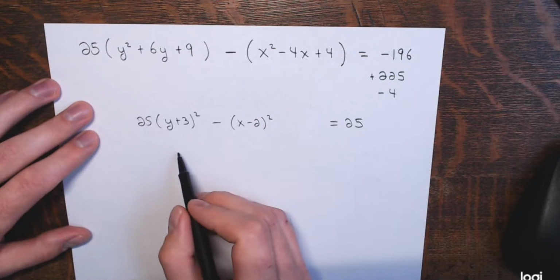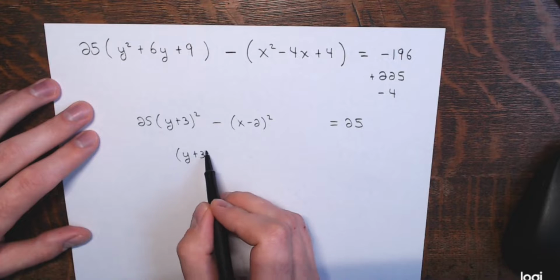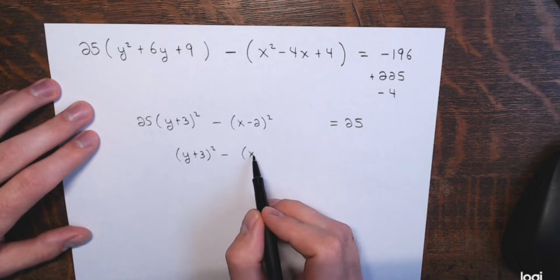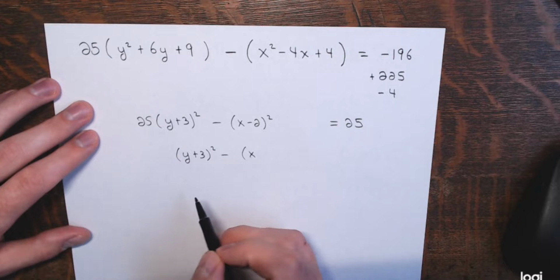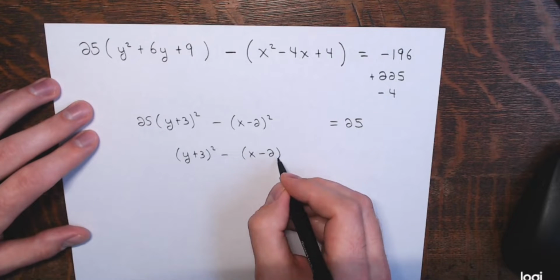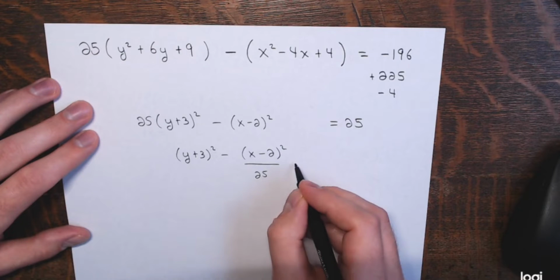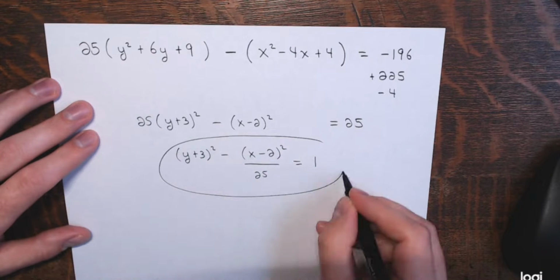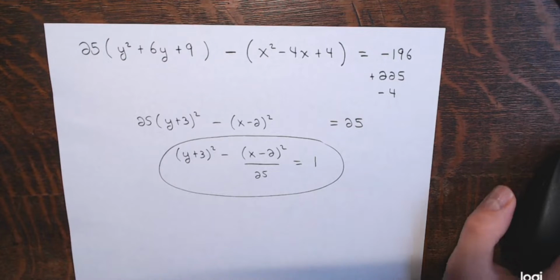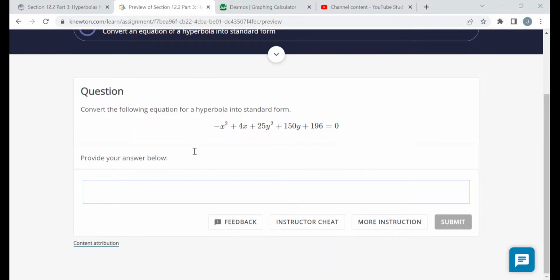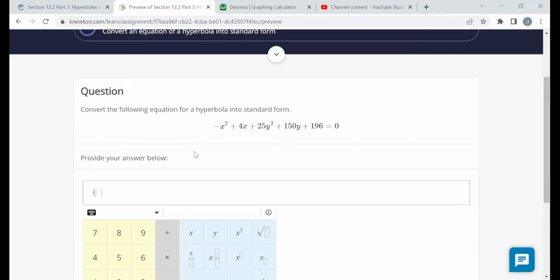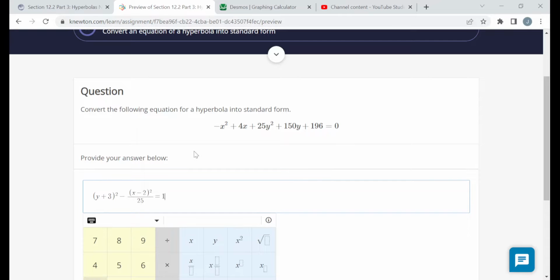And I divide everything by 25. So I got y plus 3 squared divided by 1, since 25 divided by 25 would just be 1. You don't have to write that. Minus x minus 2 squared divided by 25 equals 1. And there's the standard form for that equation. And again, if you want to graph them both just to see, you can. So y plus 3 squared minus x minus 2 squared divided by 25 equals 1.